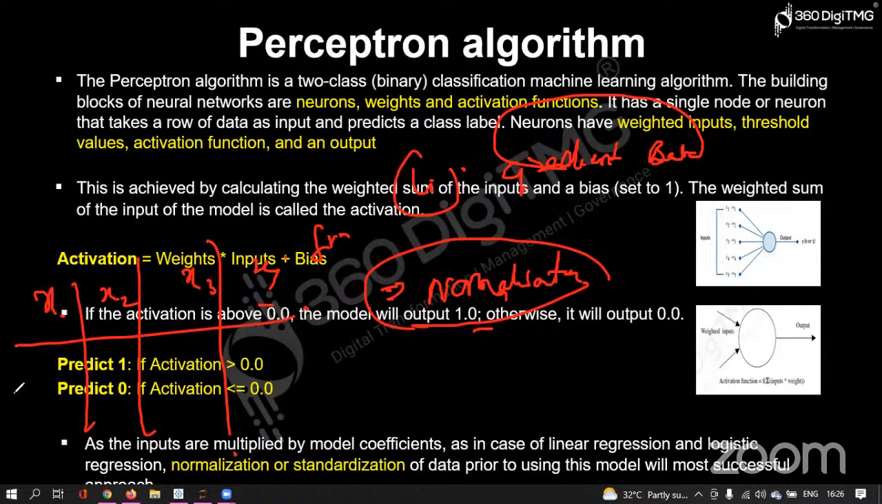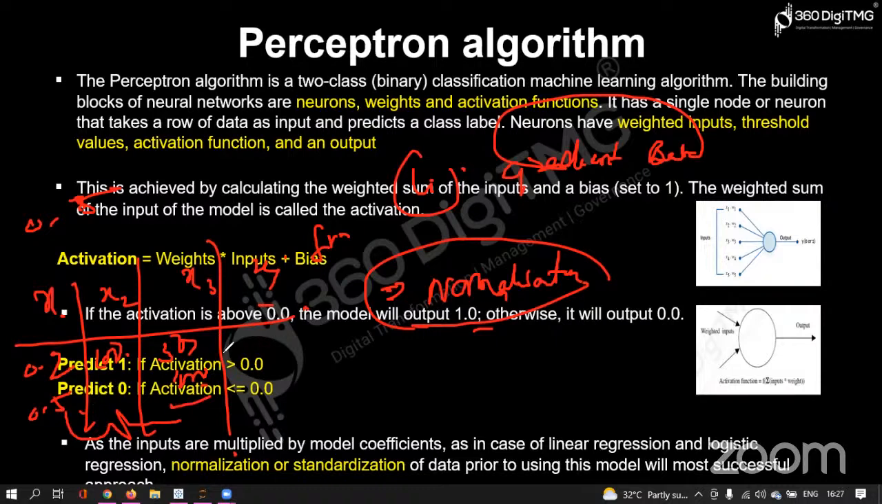If x1 values are in the range of 0.2, 0.5, something like that, in between 0 and 1, and x2 and x3 values are in the range of 100, 500 or 1000. In that case, there is a huge difference between the input variables themselves.